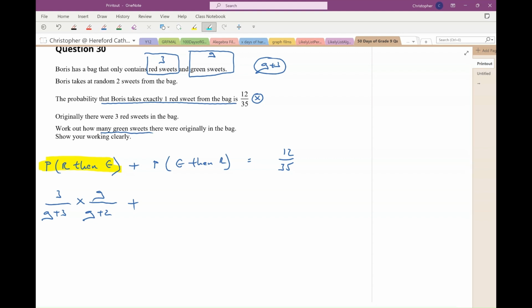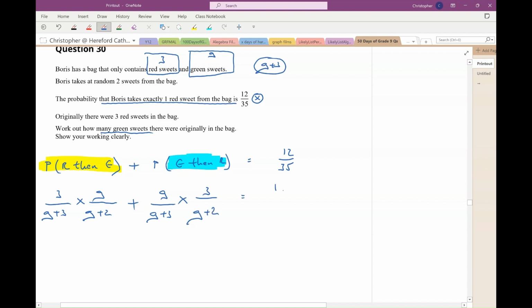Plus, now let's do the probability of getting a green followed by a red. Well, to start with, there are G green out of G plus 3 sweets. And followed by a red, well, there would be 3 red out of the remaining sweets, which is only G plus 2. And you know that equals 12/35.